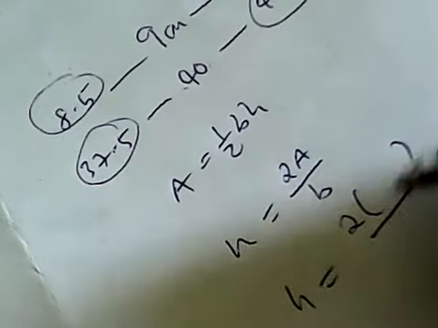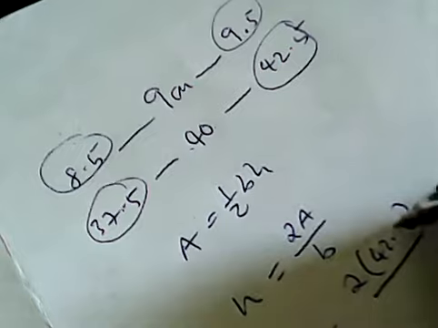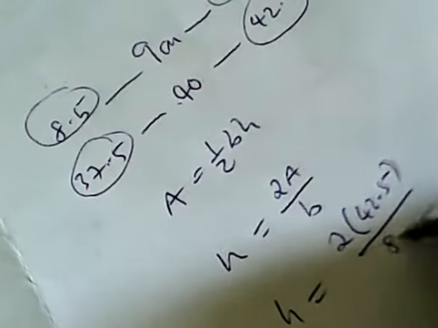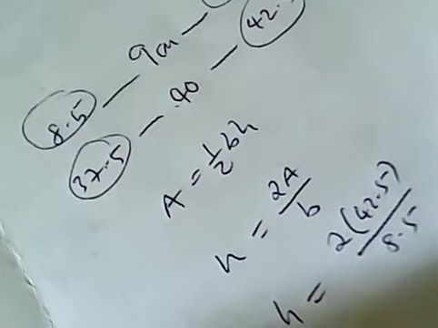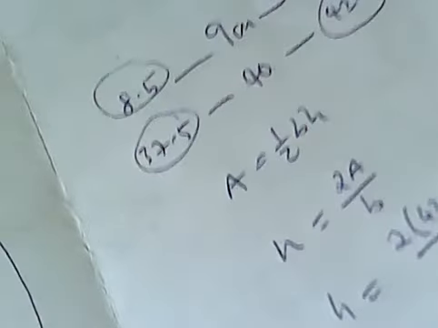That's when we can have a very large height. If we have a very large area, in this case we get 42.5, then for the base we just get 8.5, that is the lower one, and then we do our calculation. So that's 2 times 42.5, that's 85 divided by 8.5, so that's 10.